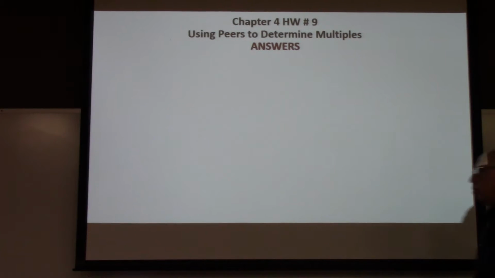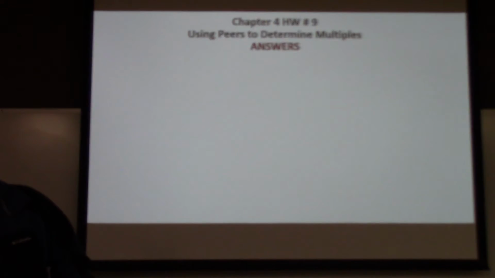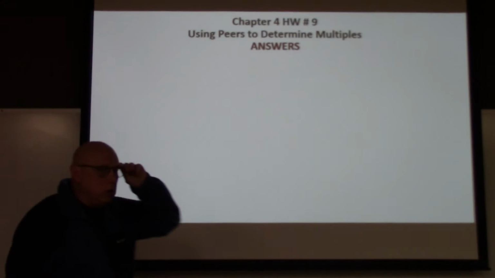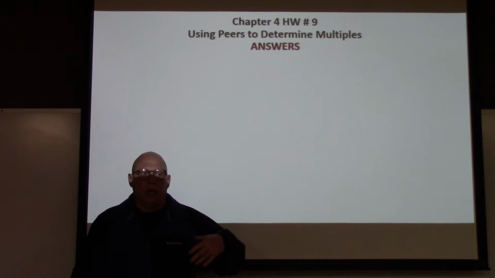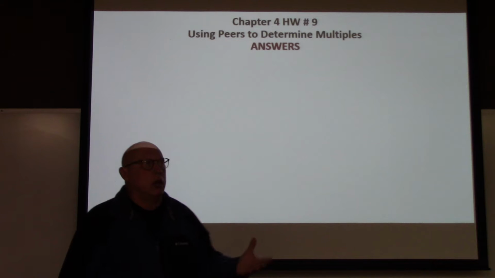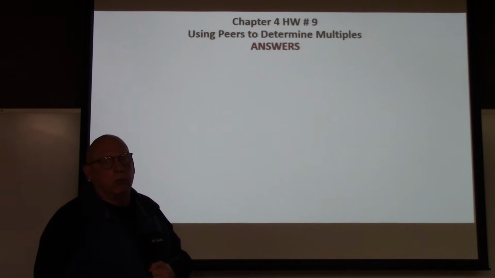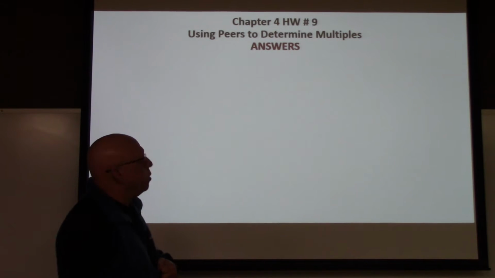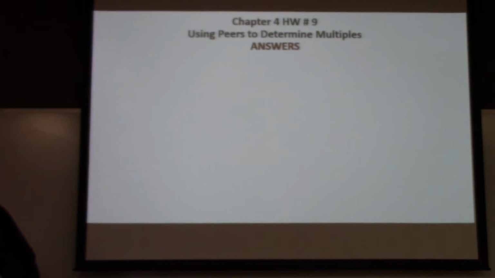We're going to cover Managerial Finance, Chapter 4, Homework number 9. We're going to use information that is available for a peer company or a peer group, along with a little bit of information about the company whose stock we're trying to value. And we're going to be able to determine what an appropriate multiple should be for the company that we're studying. All right, let's take a look.